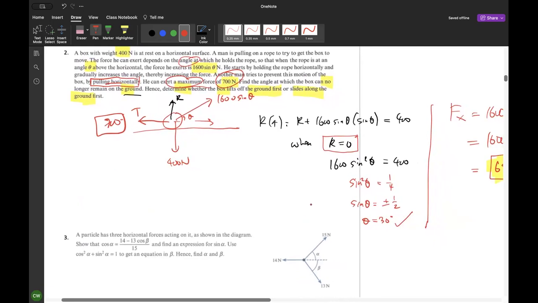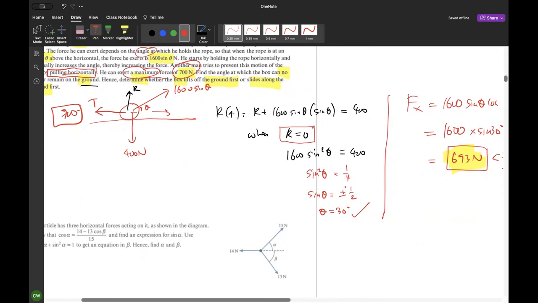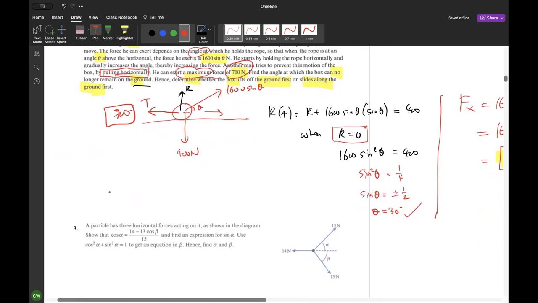Okay, so you lift. The box will lift before sliding. The box will be lifted before sliding.